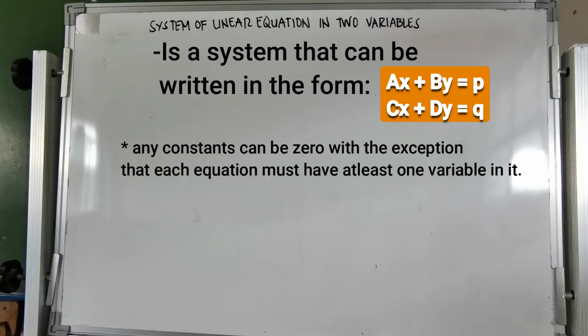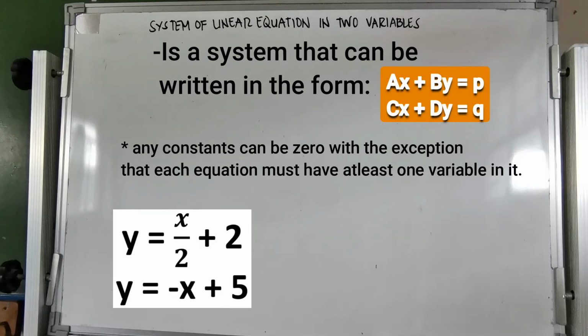And when we say system of linear equations, any constants can be zero, with the exception that each equation must have at least one variable in it. So as an example, we have y is equal to 1/2 x plus 2, or y is equal to x over 2 plus 2, and y is equal to negative x plus 5. So yun yung ating example ng system of linear equations.